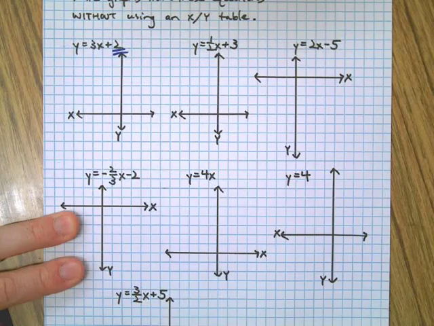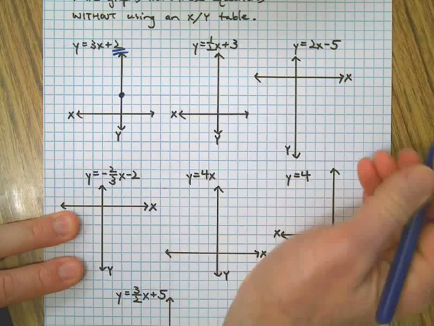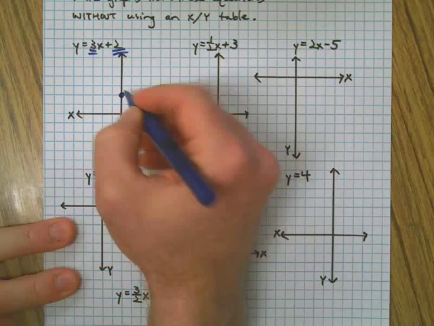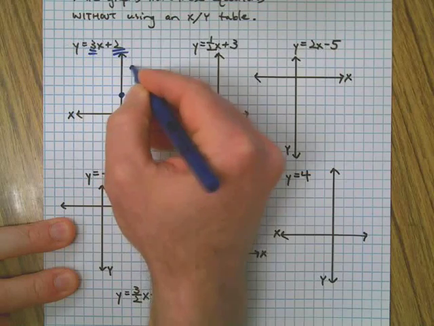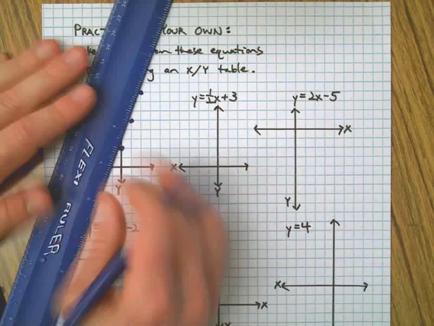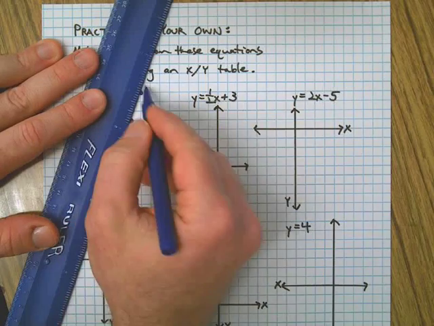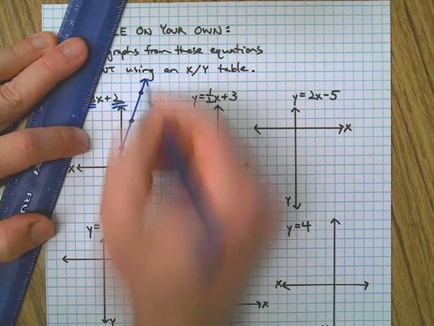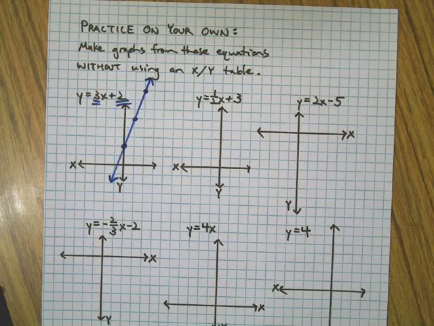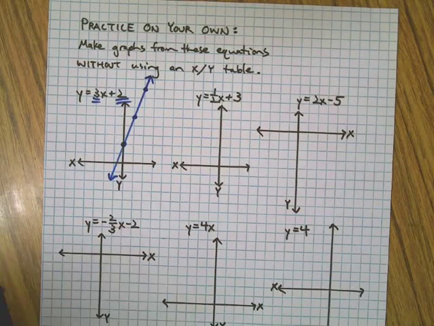First one, 3x plus 2. 2 is the y-intercept. 3 is the rate of change. That means y goes up 3 every time x goes by. Make a couple of dots. Get out the ruler. Connect the dots. There's your graph. That's how fast and easy this should be. Okay? Next one.